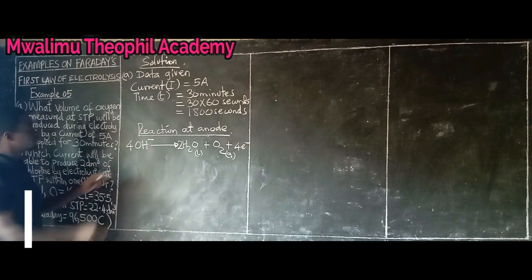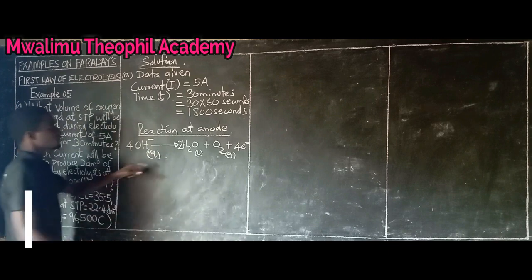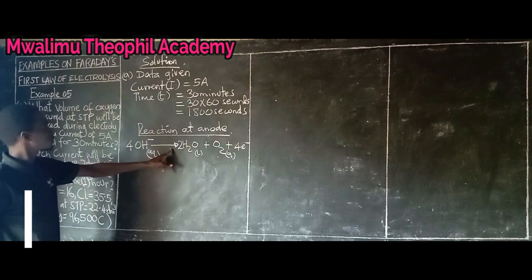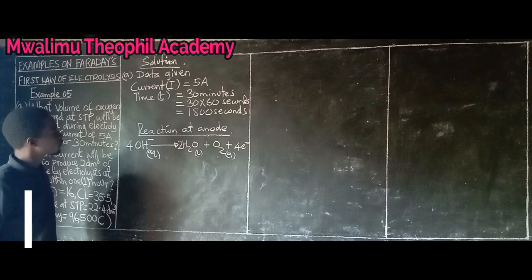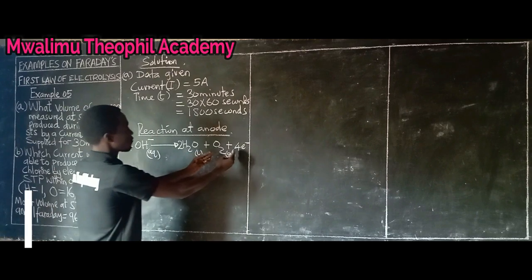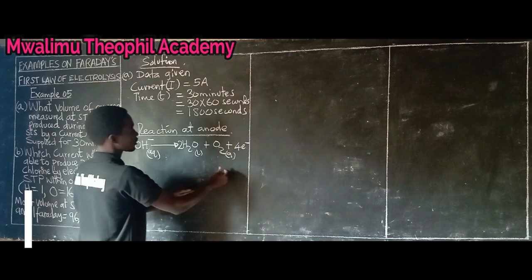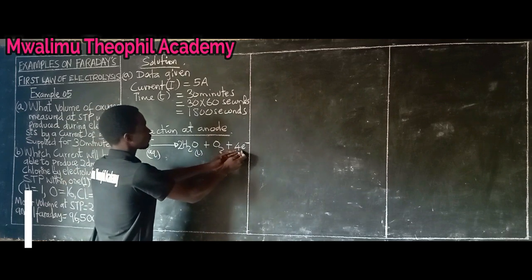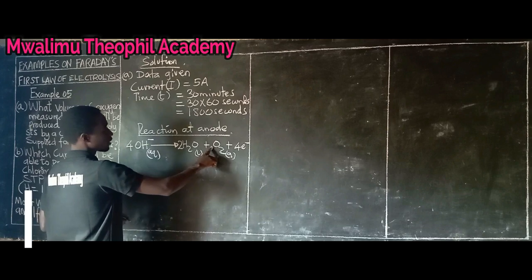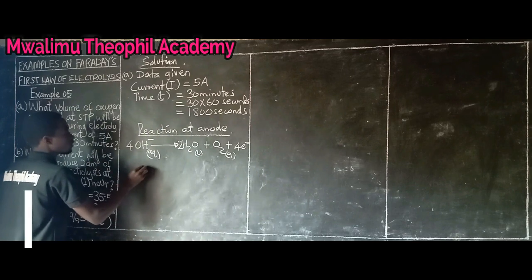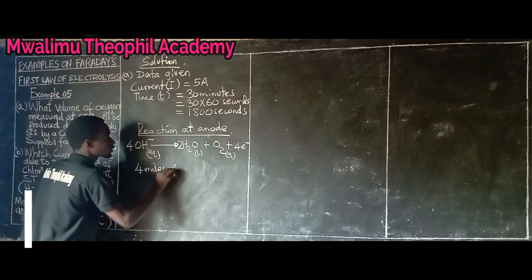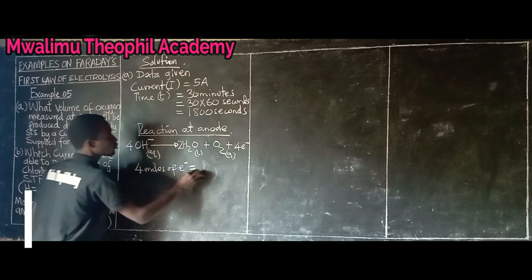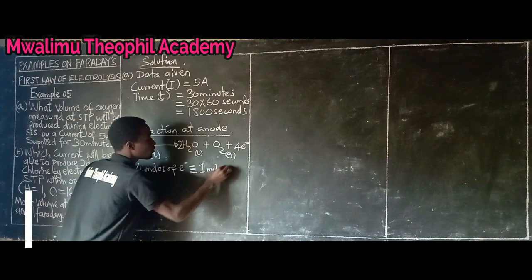From this balanced chemical equation, we can use the mole concept to relate the number of moles of electrons and the oxygen produced. As you can see, we have 4 moles of electrons, which is equivalent to 1 mole of oxygen gas. So from the balanced chemical equation, 4 moles of electrons are equivalent to 1 mole of oxygen gas.